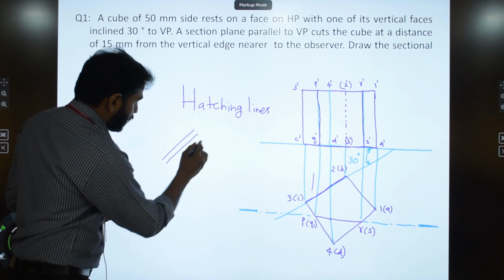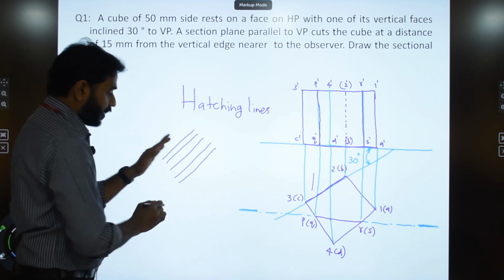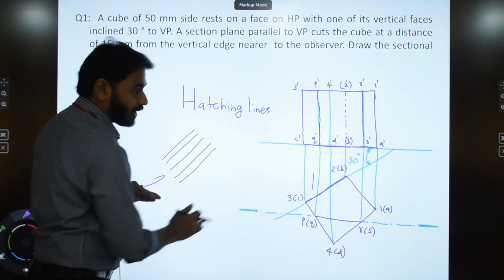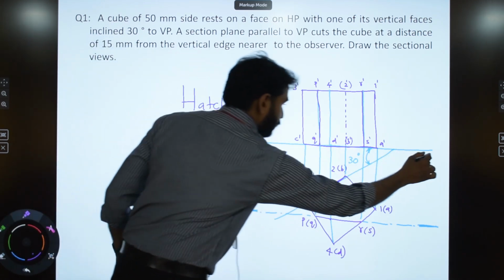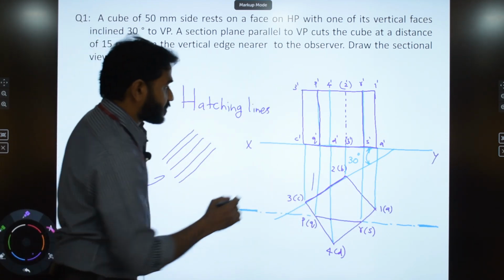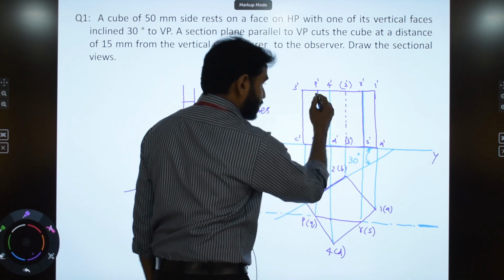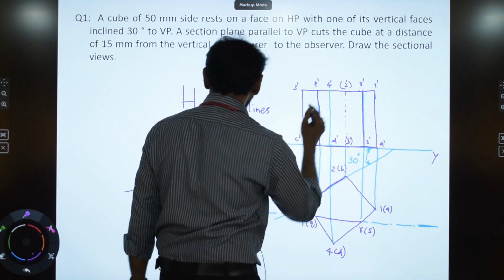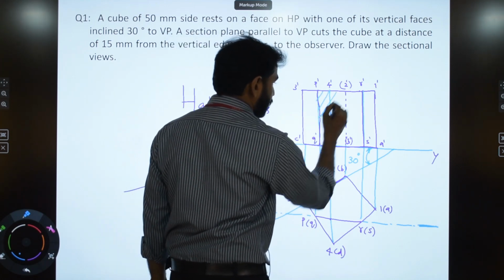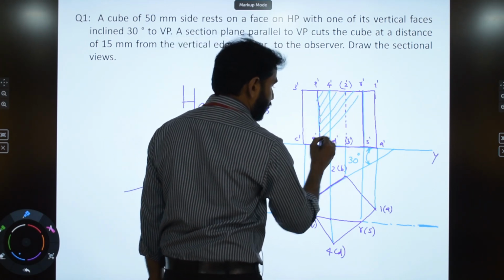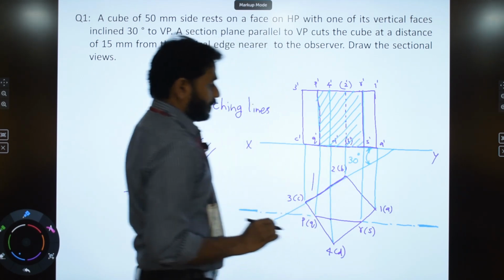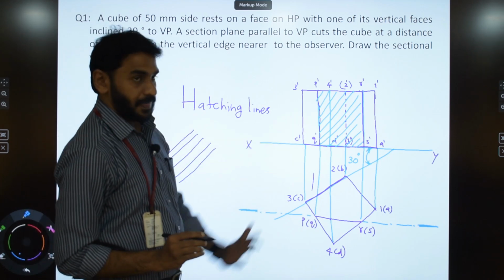You have to use light, equally spaced lines which are inclined to the reference line, the XY line, by an angle, say 45 degrees or 30 degrees, to draw the hatching lines. So this is the hatched surface, the sectioned surface where I need to draw the hatching lines. They should be light lines and equally spaced, inclined to the XY line approximately by 45 degrees. So this is the sectioned surface.